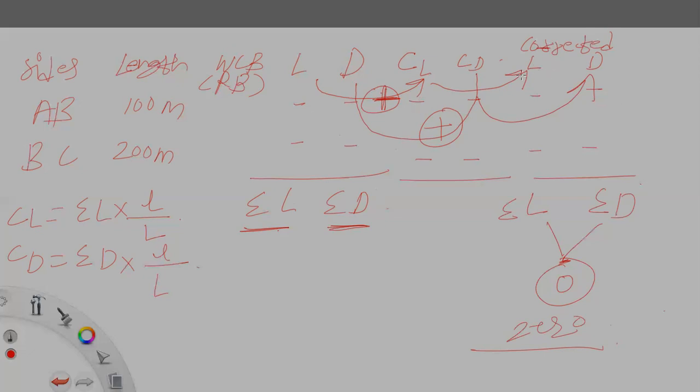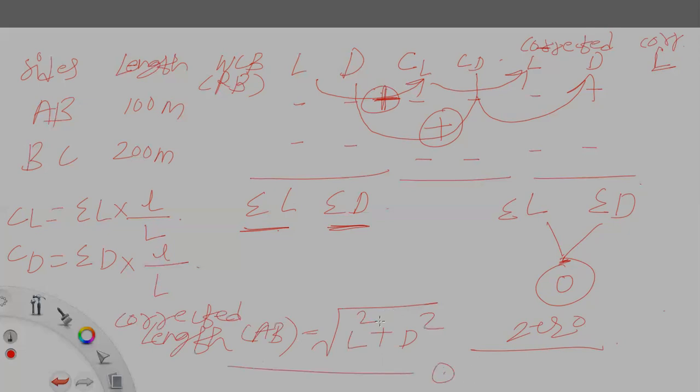Now after getting the corrected values of your latitude and departure, you will get the corrected value of length here. Now the next formula, for the length. What will be the formula for corrected length? Which length? The length of the sides, such as AB. The formula will be under root of L square plus D square. Simple formula. Which L and which D? This corrected L and corrected D.